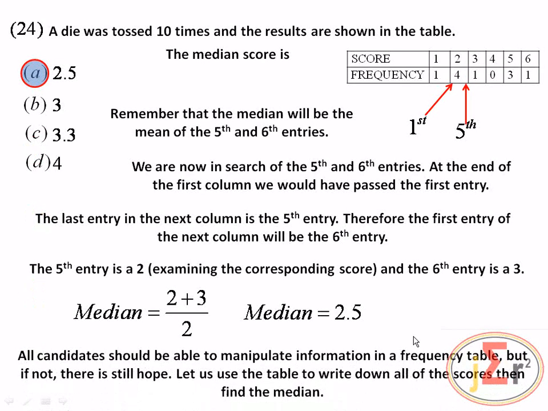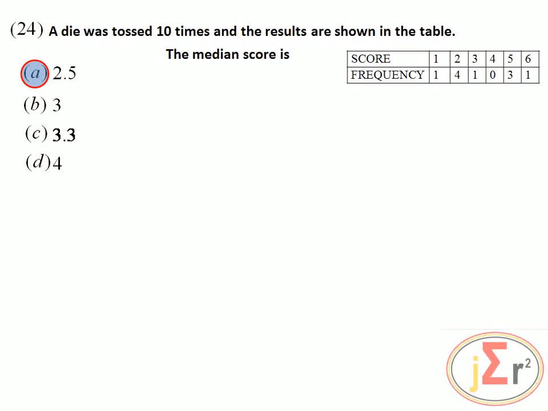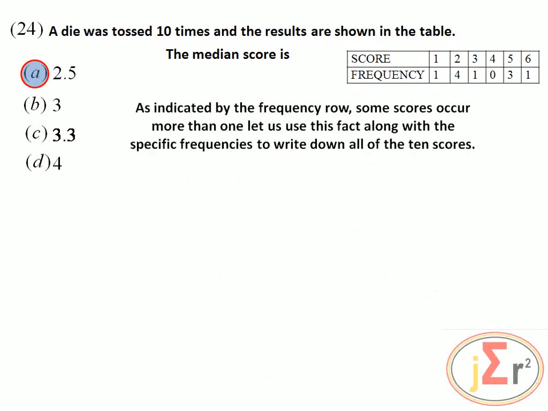All candidates should be able to manipulate information in a frequency table, or to analyze them also. But if not, there is still hope. Let us use the table to write down all of the scores, then find the median. As indicated by the frequency row, some scores occur more than once. Let us use this fact along with the specific frequencies to write down all of the 10 scores.